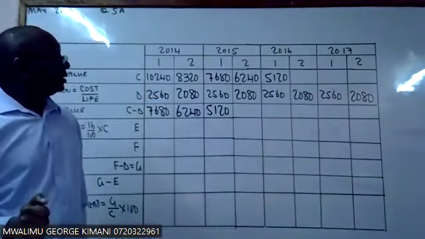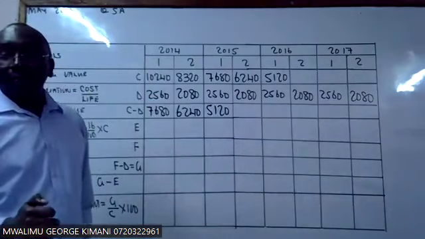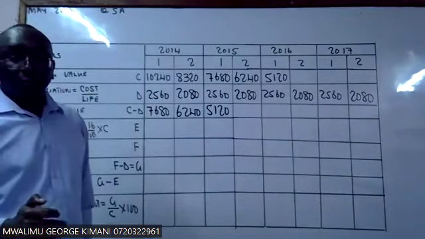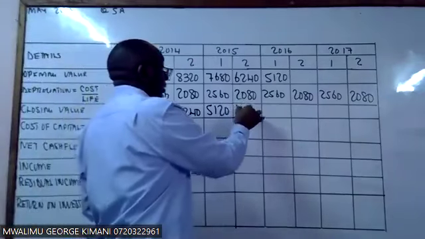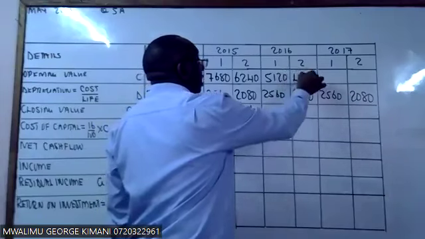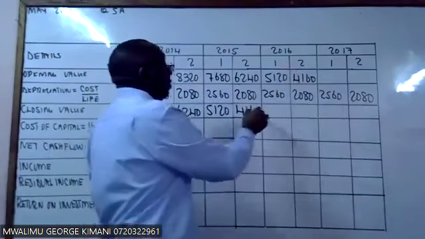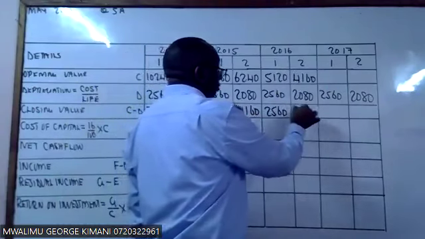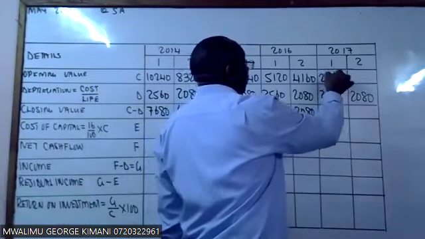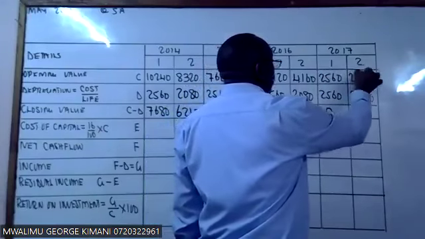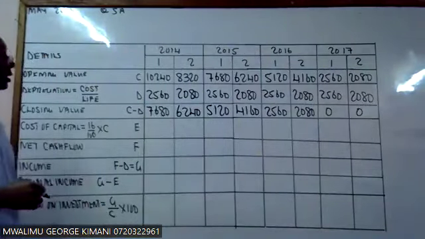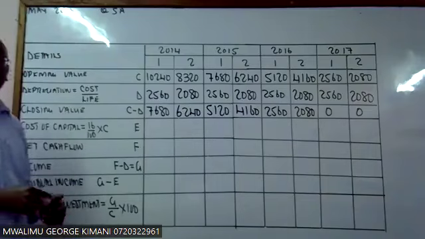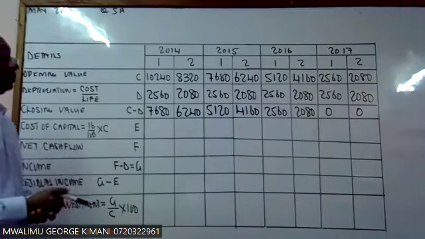6240 less 2080 is 4160. So 4160 becomes the next opening. When you deduct again, for project one it will be 2560 and for project two 2080, and the final closing balances will be 0. That is how you get the closing values and the depreciation.